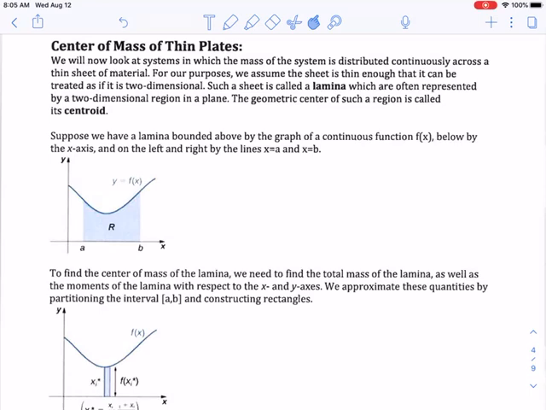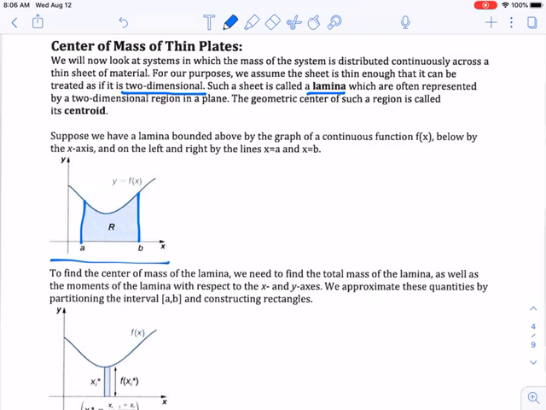In this video, we're going to take a look at the center of mass of thin plates, which we refer to as a lamina. So down here, we have a function, f of x, and so we have a region underneath that function bounded by a and b and the x-axis. That region R is what we refer to as the lamina. It's a two-dimensional surface. We just assume that there's absolutely no thickness to it whatsoever.